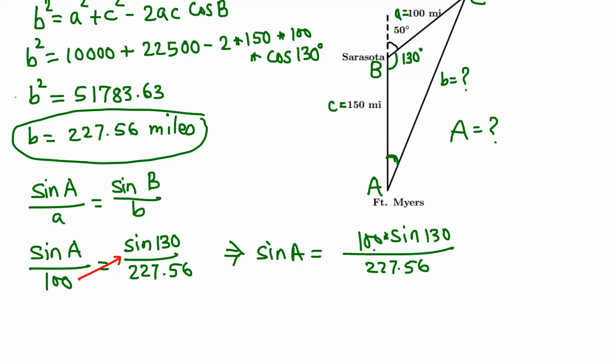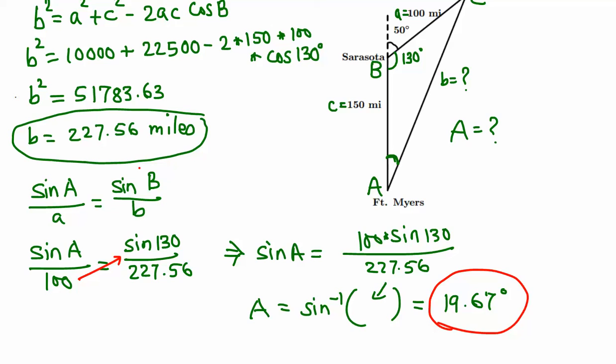Now I want to take the sine inverse of both sides, so A equals sine inverse of this number, and using a calculator that gives 19.67 degrees. That's the bearing, that's another answer. Okay, fine.